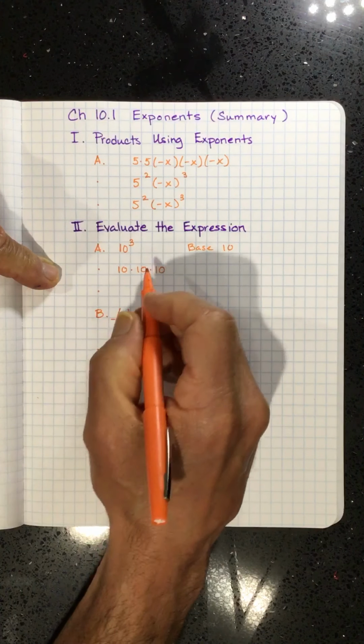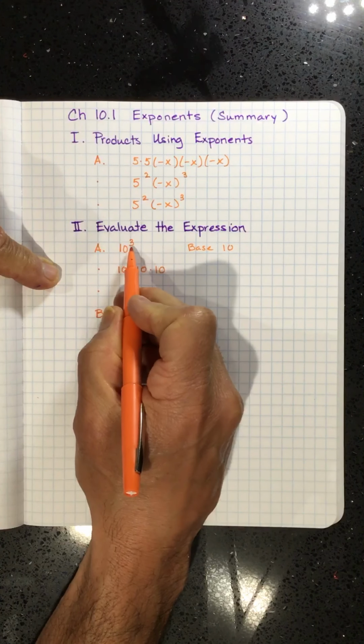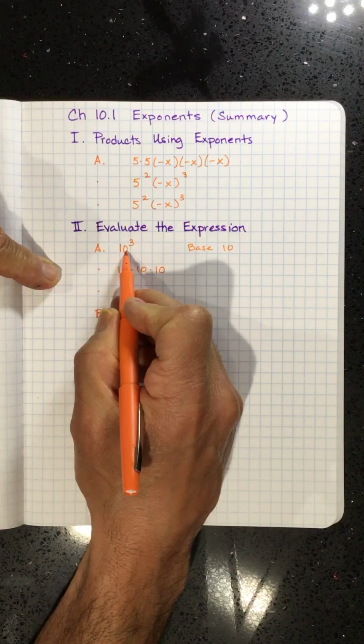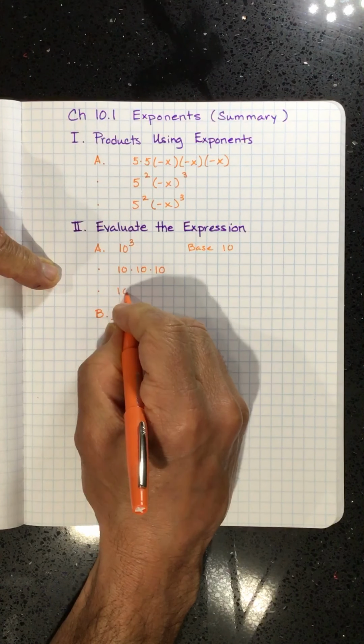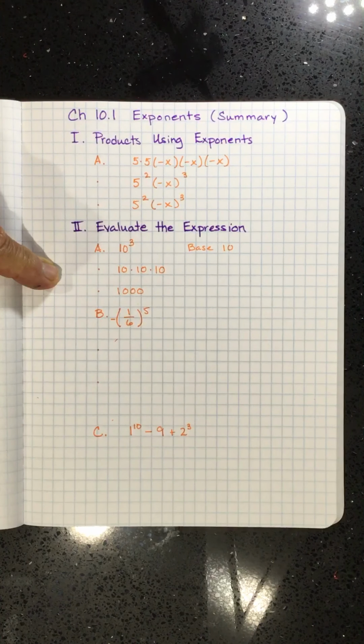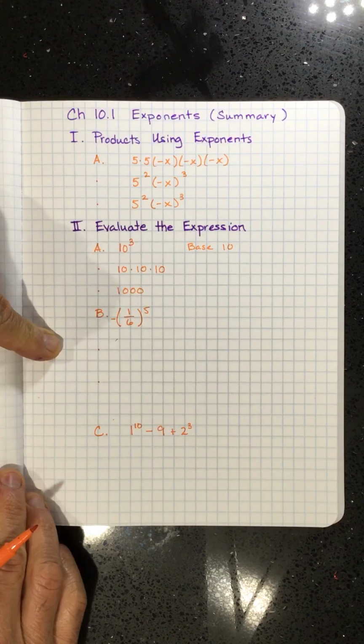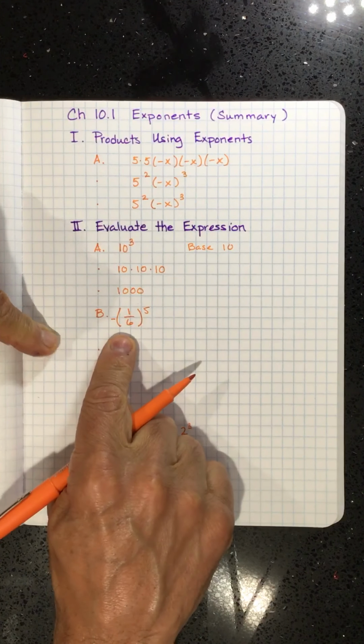Now the shortcut in base 10 math is real simple. The exponent is telling you how many zeros to write. 1, 2, 3. And you're done. So again, feel free to use a calculator if you want. On B, this one's different.